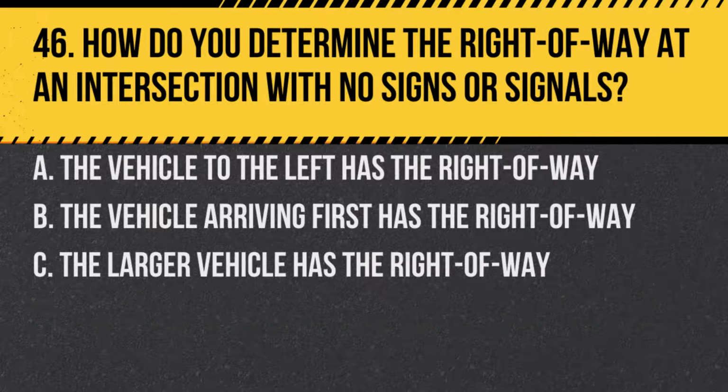Question 46. How do you determine the right-of-way at an intersection with no signs or signals? A. The vehicle to the left has the right-of-way. B. The vehicle arriving first has the right-of-way. C. The larger vehicle has the right-of-way. Answer: B. The vehicle arriving first has the right-of-way. If two vehicles arrive at the same time, the one on the right goes first.